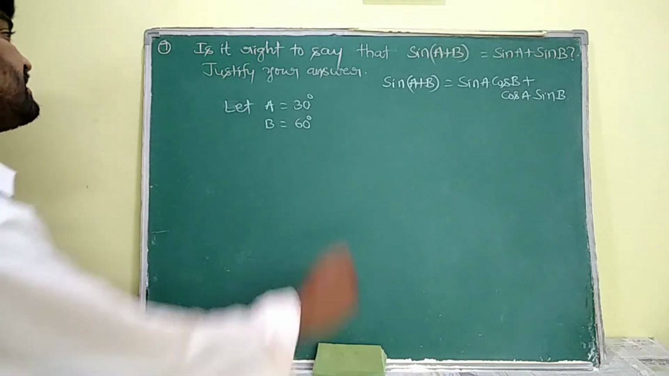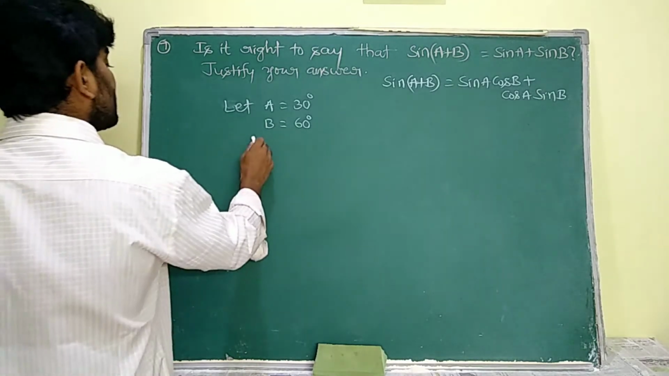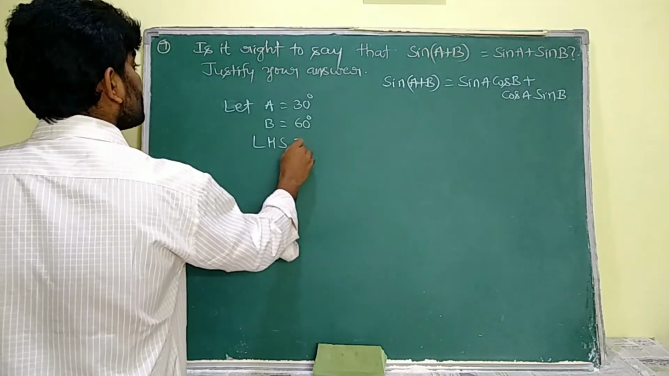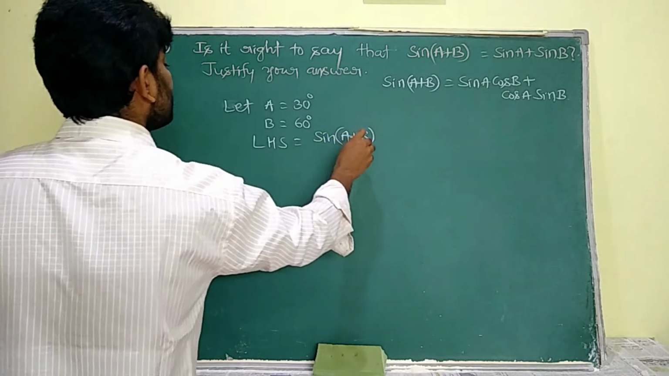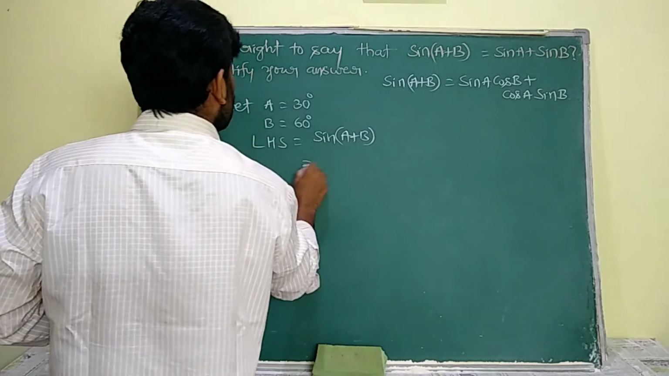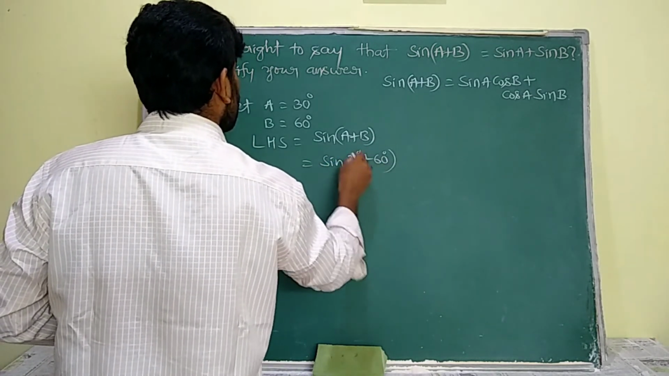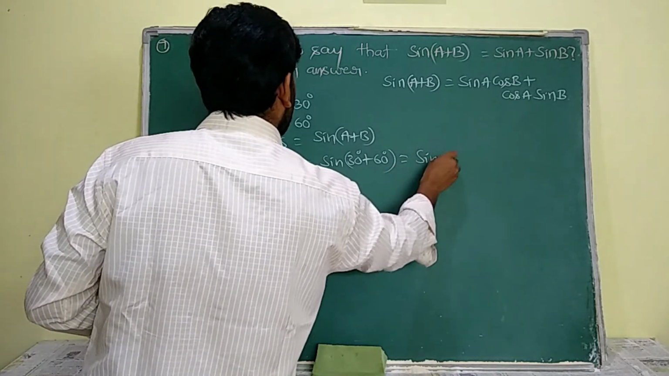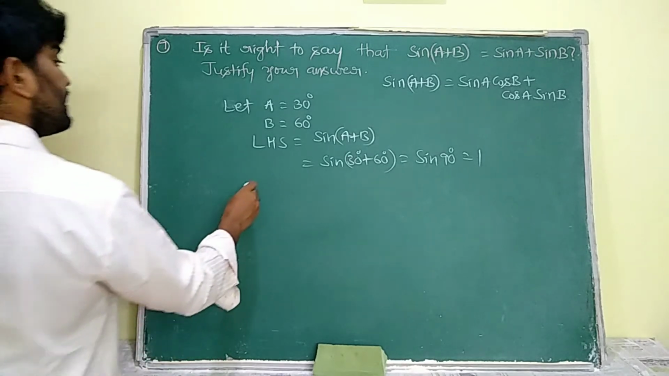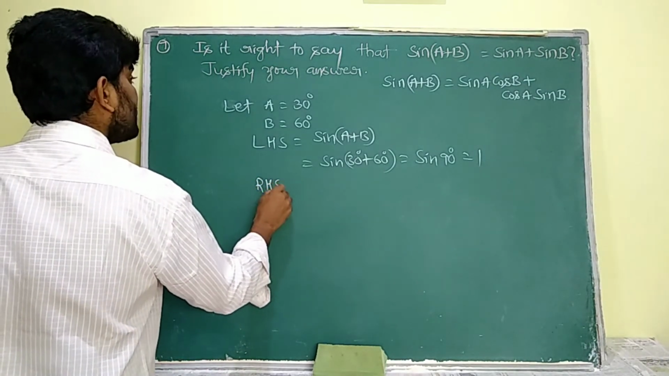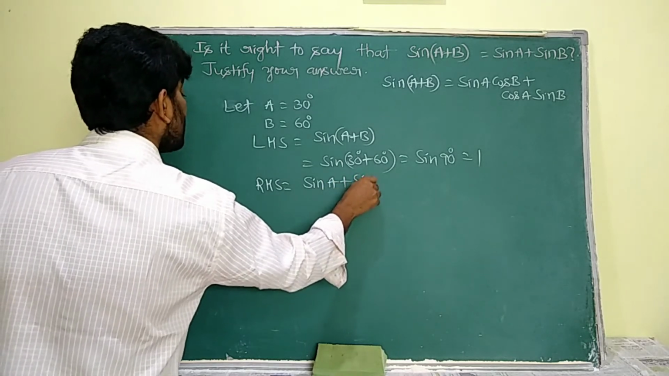So I am going to consider A equal to 30 and B equal to 60. Here LHS is sin(A plus B), which means sin of 30 degrees plus 60 degrees. That is equal to sin 90 degrees. Sin 90 degrees is equal to 1, we know. Now calculate the RHS value. RHS means sin A plus sin B.